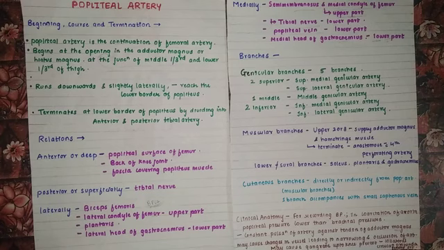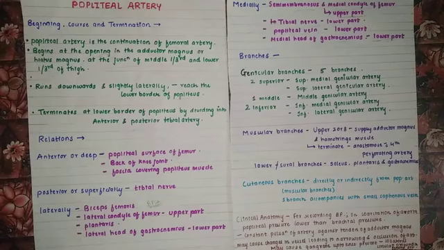I am going to upload the whole syllabus of anatomy including upper limb, lower limb, thorax, abdomen, pelvis as well as CNS. So I have already started with the lower limb session. Our today's topic is popliteal artery. We will be learning popliteal artery in 4 subtopics, that is its beginning, course and termination, its relation, its branches as well as clinical anatomy.